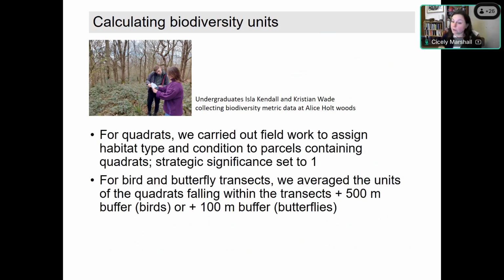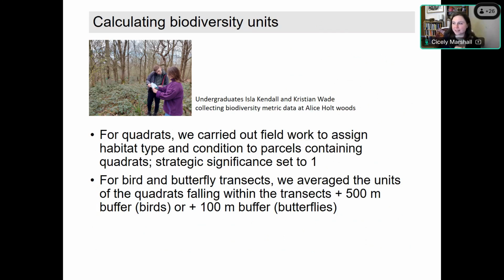So those are our species data, and then we have to assign biodiversity units to those species data, or the other way around. So we assigned biodiversity units to the quadrats by assigning habitat type and condition to the habitat parcels that those quadrats are contained in. For the bird and butterfly transects, we averaged the units of the quadrats that fell within the transects plus a buffer. We had a 500-meter buffer for birds and a 100-meter buffer for butterflies.